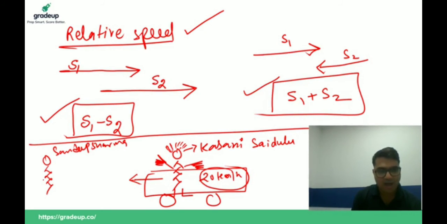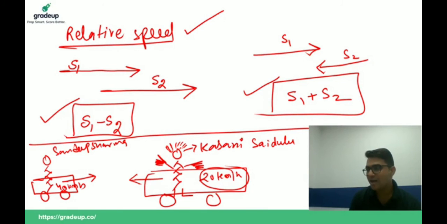And I am in some small, cheap car. All right. And I am running with a speed of 40 kilometers per hour. You are running with 20 kilometers per hour speed in the opposite direction. Then by what speed will you hit my car?